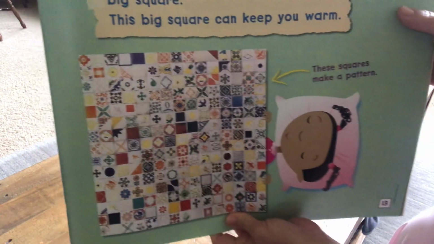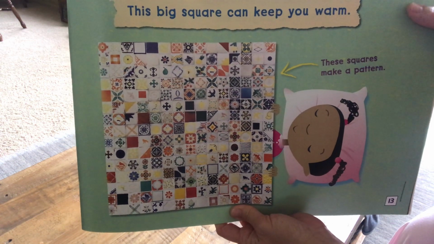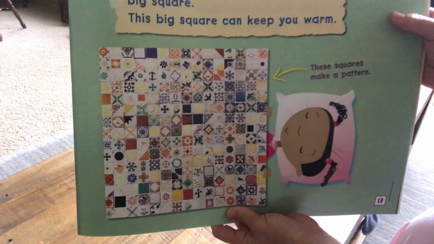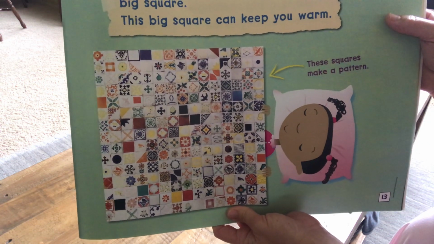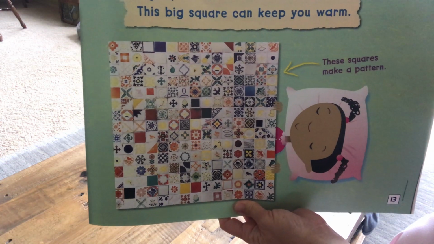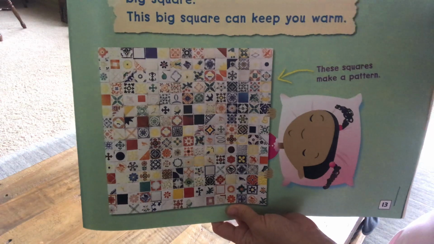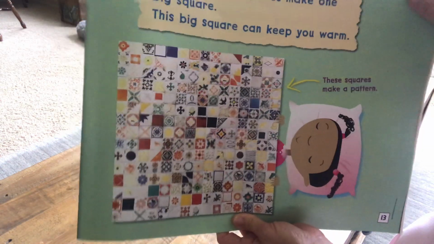"This quilt is made of many squares. All of the little squares make one big square. This big square can keep you warm. These squares make a pattern." And here's this little girl's quilt. And there are also the quilts that we see in the Froggy stories, which are made of squares as well.